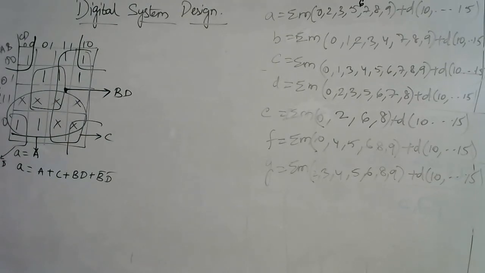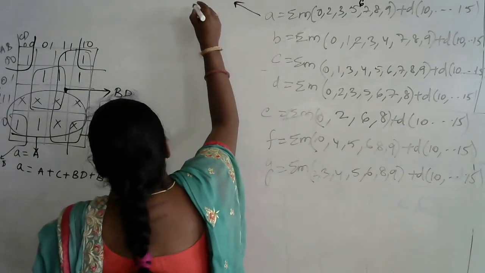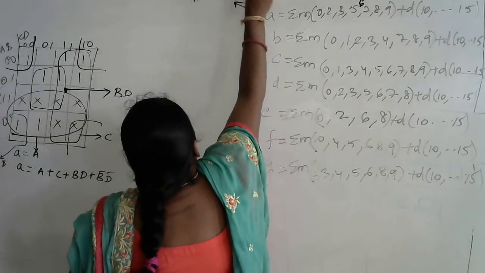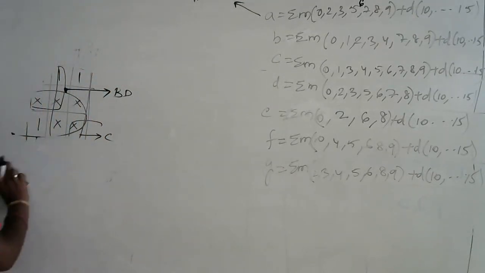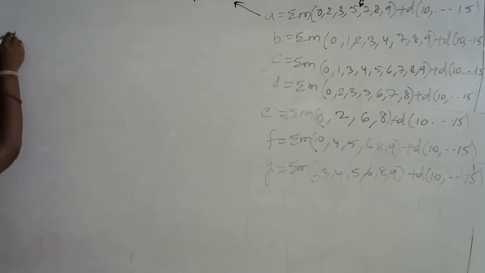Similarly, we need to draw the K-map for B. So for B, except 5 and 6, we are having all the remaining. So here now we got A is equivalent to A plus C plus D. Here I am writing the corresponding K-map simplification: A plus C plus BD plus B bar D bar. Similarly, I need to draw the second K-map for B. In this similar manner, we need to draw all the 7 K-maps for each and every individual alphabet.